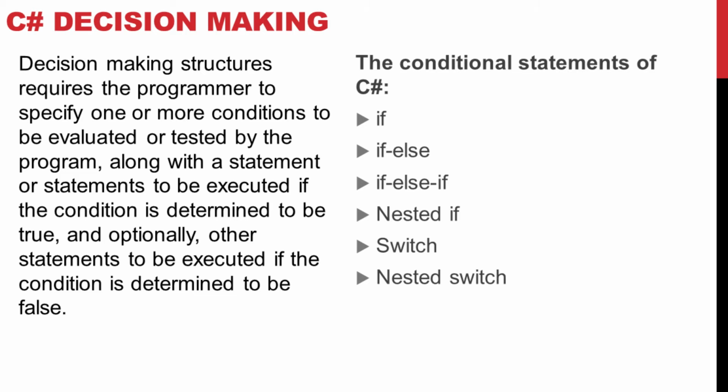Decision-making structures require the programmer to specify one or more conditions to be evaluated or tested by the program, along with a statement or statements to be executed if the condition is determined to be true, and optionally, other statements to be executed if the condition is determined to be false. The conditional statements of C#: if, if else, else if, nested if, switch, nested switch statement.